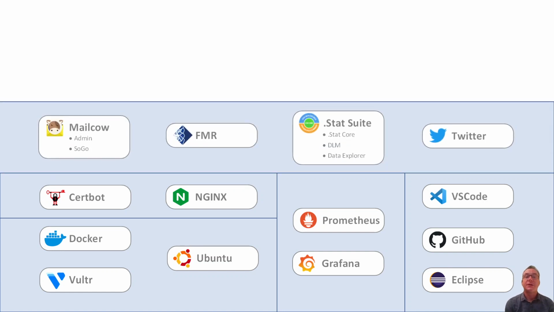As core business applications supporting different services required, we have Mailcow as email server. It includes an admin web app and SOGo as a webmail client. Fusion Metadata Registry is used to manage SDMX artifacts. Its transformation service is also used to map collected data to target SDMX structure used in the demo. .stat Suite is used for dissemination. It includes .stat core services, .stat Data Explorer, and .stat Data Lifecycle Manager. Twitter is used also to illustrate the promotion of statistical releases on social media.